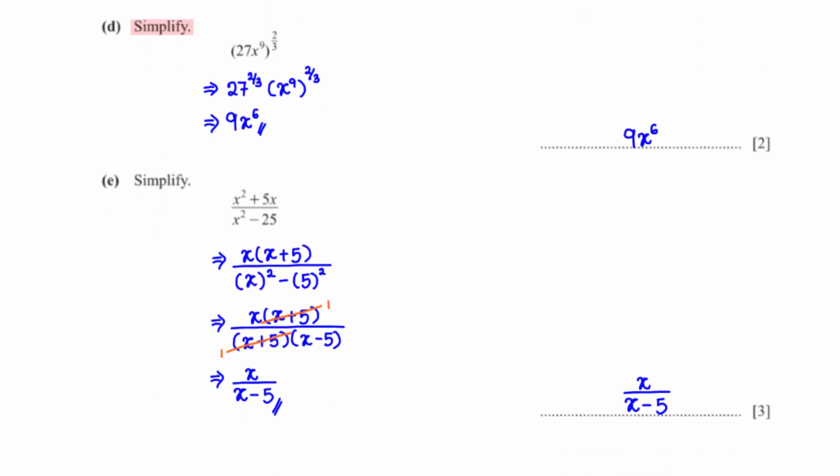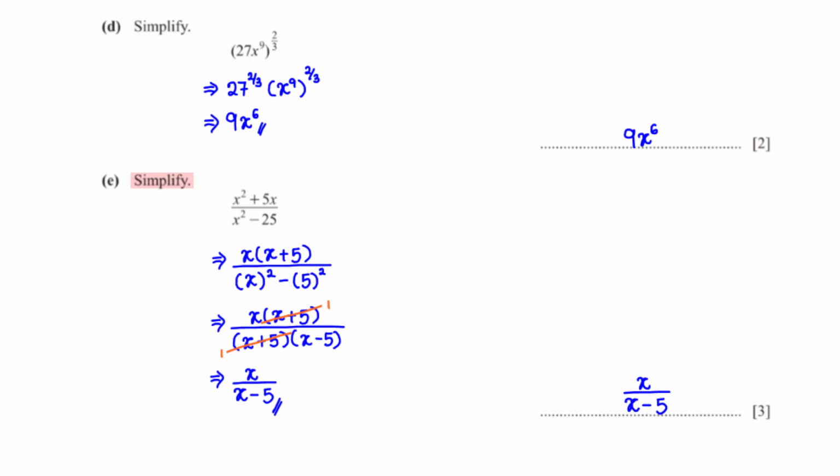Simplify (27x to the power 9), all raised to the power 2 over 3. By applying the laws of indices, this can be rewritten as 27 raised to the power 2 over 3 times (x to the power 9), all raised to the power 2 over 3. 27 raised to the power 2 over 3 is 9. The powers of x multiply, and so 9 times 2 over 3 is 6. Our final answer becomes 9x to the power 6.